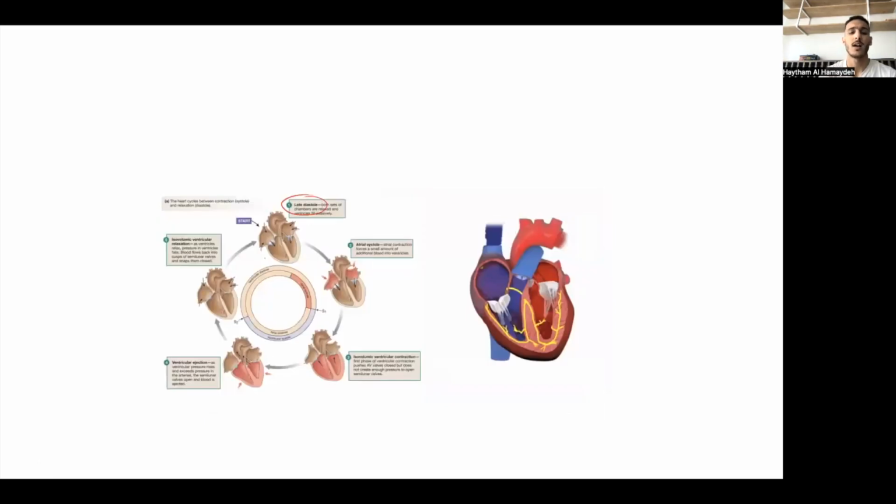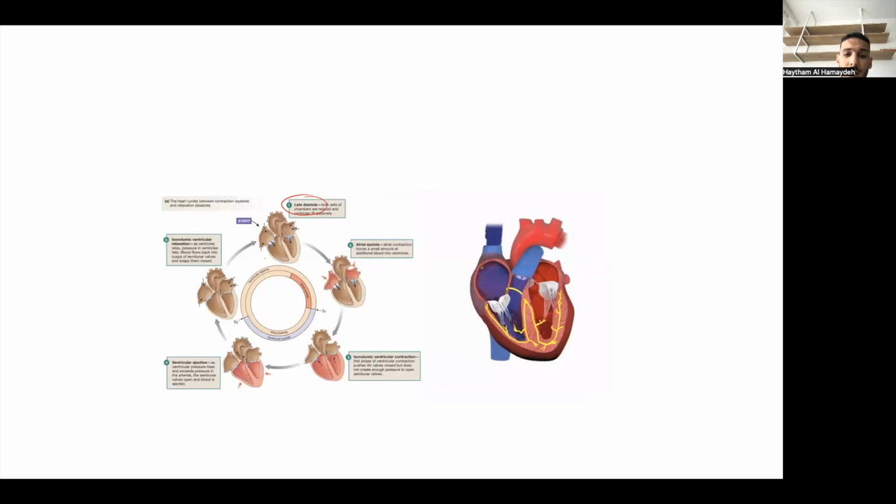Okay, so stages. Late diastole. So what happens is blood arrives and blood is flowing directly to the ventricles. Okay. And so number two, atrial systole. Here, we're pushing whatever is left in the atriums to the ventricles. That's the atrial contraction. Then the isovolumic ventricular contraction.